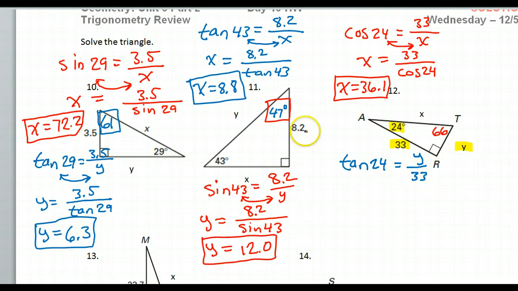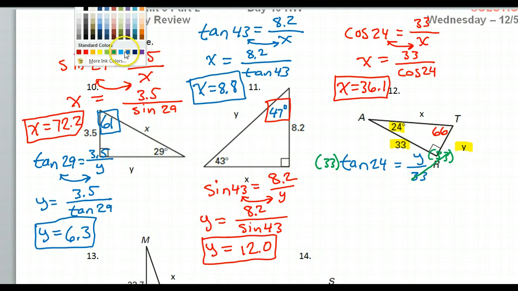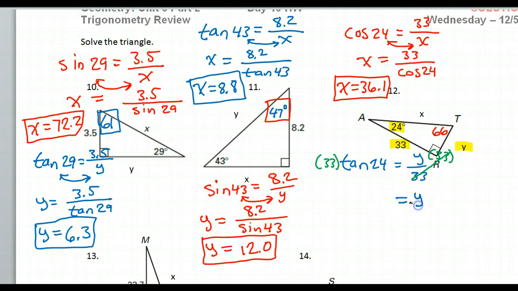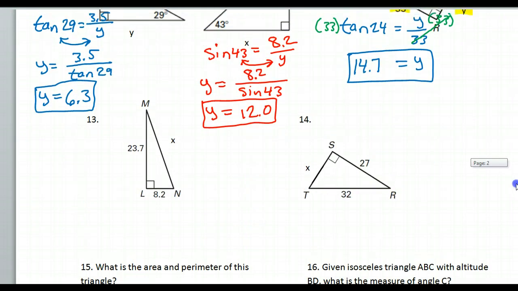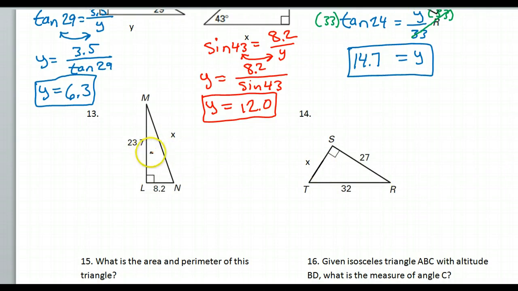To solve this, I just need to multiply both sides by 33, since the variable is in the numerator. If I multiply by 33, those 33's cancel each other out. So that's going to give me y equals 33 tangent 24. I could just put that in the calculator. And that is 14.7. Okay, so that is it for number 12. Okay, number 13.